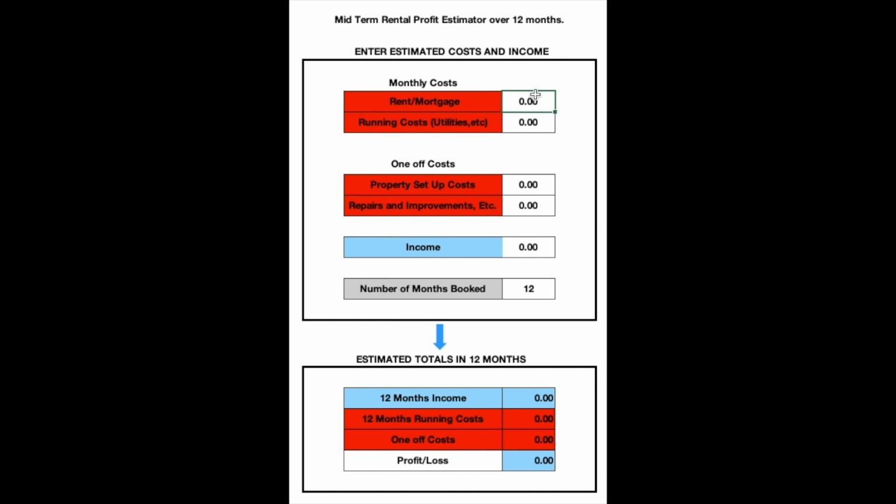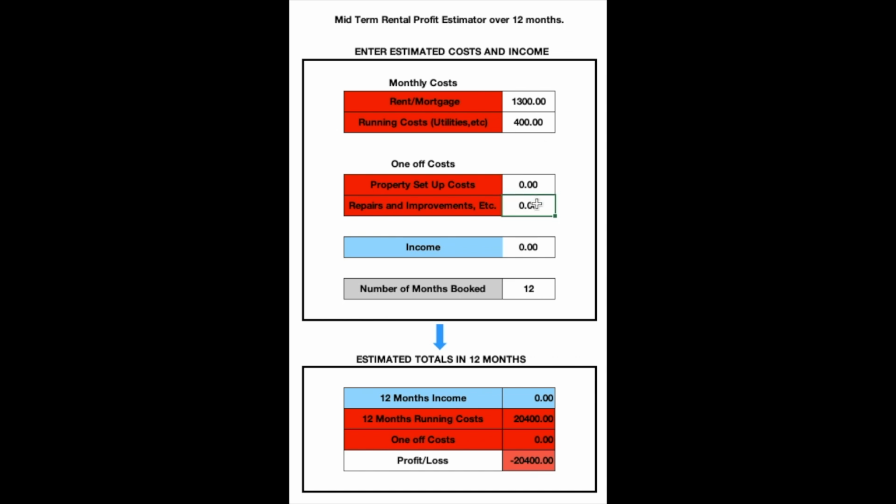So let's just start, and the first figure is my mortgage figure. If I was doing rental arbitrage, I would be putting my rent amount in here, but let's start with the 1,300 for the mortgage. The running costs, which are your gas, electric, internet, etc., I'm going to put in 400 a month. And this is scenario one, so I don't have any setup costs. I'm all ready to go. I was a short-term rental. I'm now going to flip it to a mid-term rental.